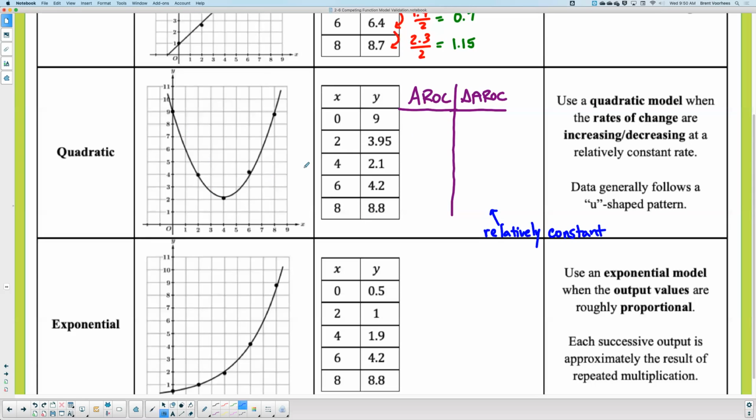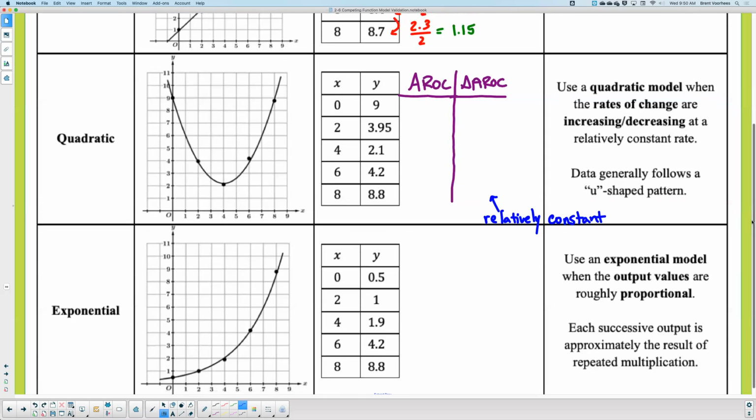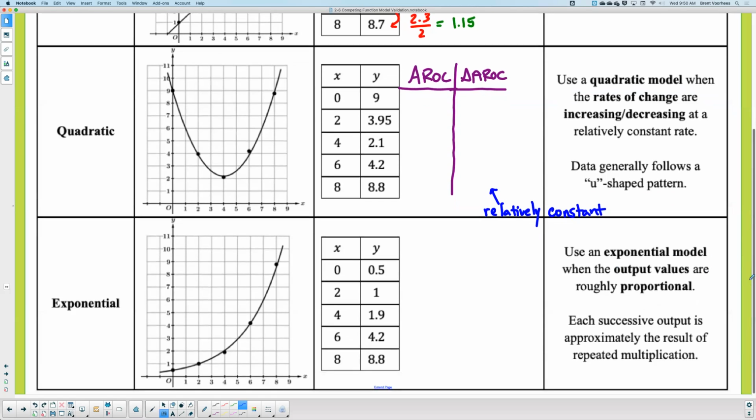Now, because it has concavity, this would be always increasing or always decreasing if it were a perfect model. But finally, exponential. What it says is the output values are roughly proportional. So what's different is you're not subtracting like we were on quadratic and linear. You wouldn't be just taking the second and subtracting the first. What you'd be doing now is dividing. And the change of x would tell you what root to take.